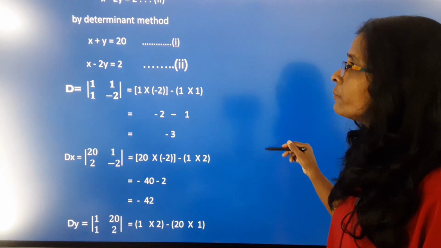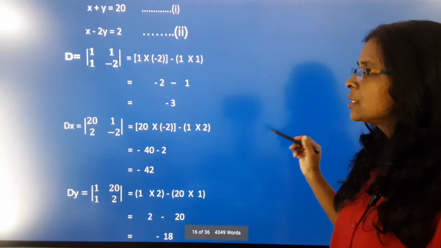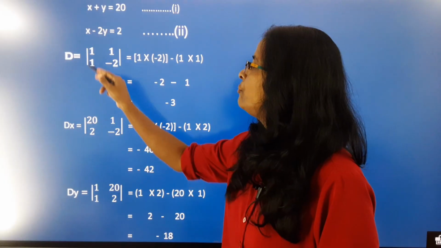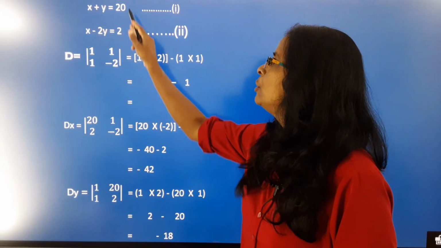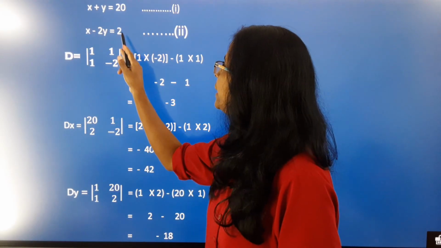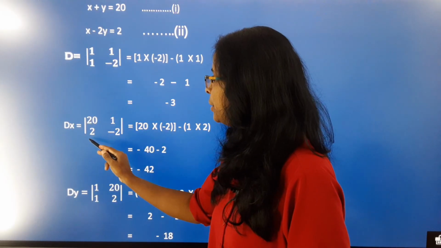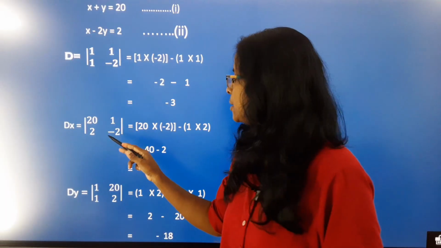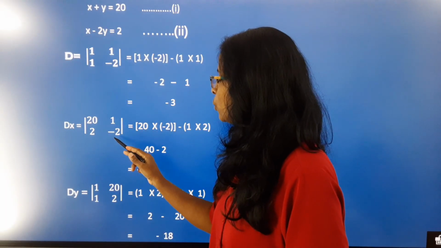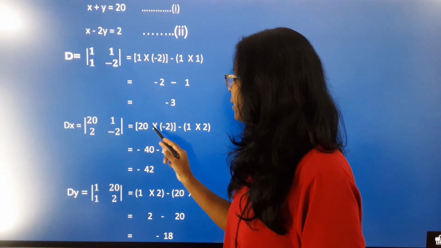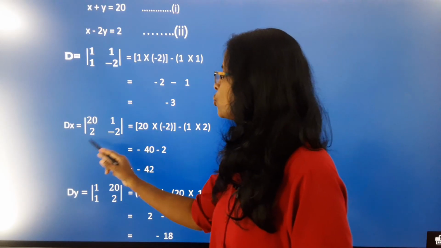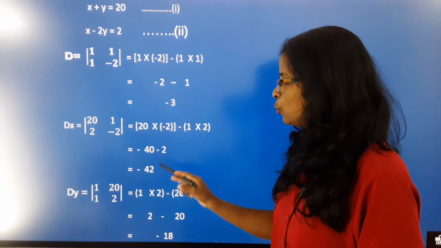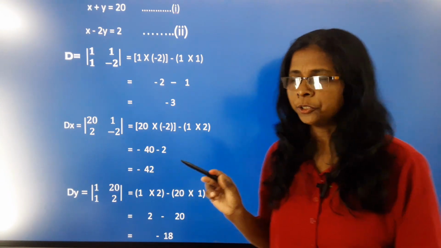Now here hide the x to calculate the D of x. So hide the coefficient of x and write down the constants. So constants are 20 and 2. Here I write 20 and 2, and the coefficient of y as it is, 1 and minus 2. So now cross multiply: 20 multiplied by minus 2, minus 2 into 1. So here minus 40 minus 2, which is equal to minus 42.